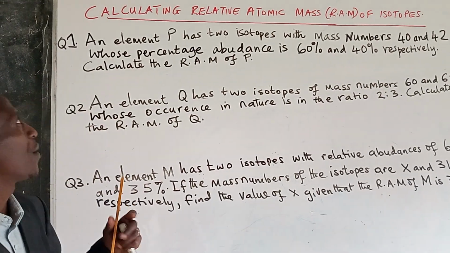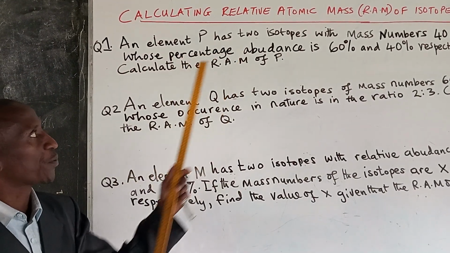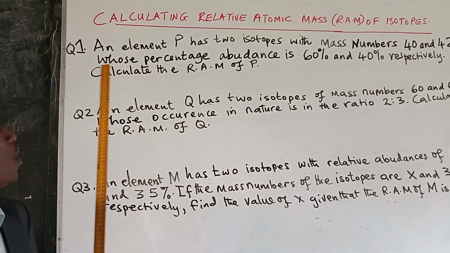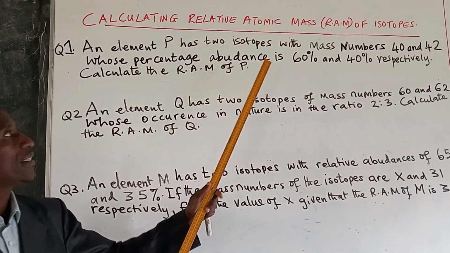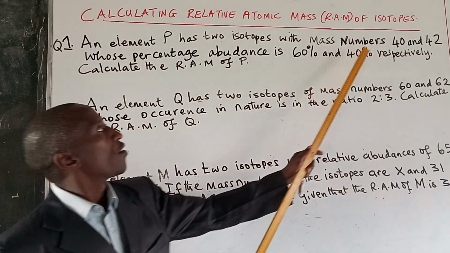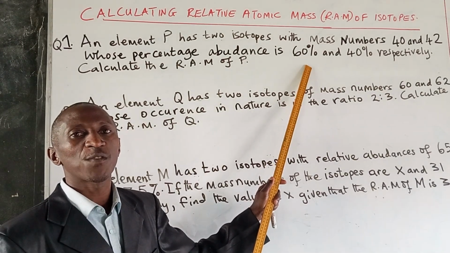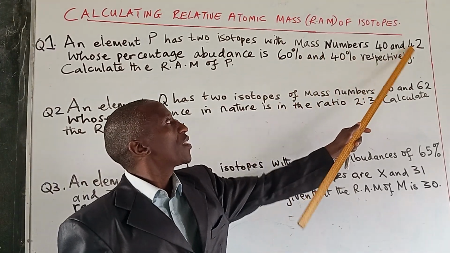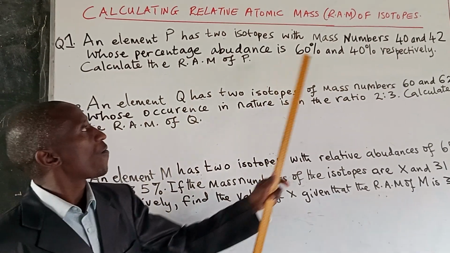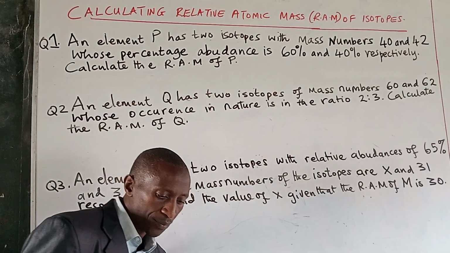So that is a common computation, and today I would like us to look at a similar question whereby we say: an element P has two isotopes with mass numbers 40 and 42, whose percentage abundance is 60 and 40 respectively. That means the isotope with mass number 40 occurs in nature to an extent of 60%. The isotope with mass number 42 occurs in nature to an extent of 40%. So how is their RAM calculated?